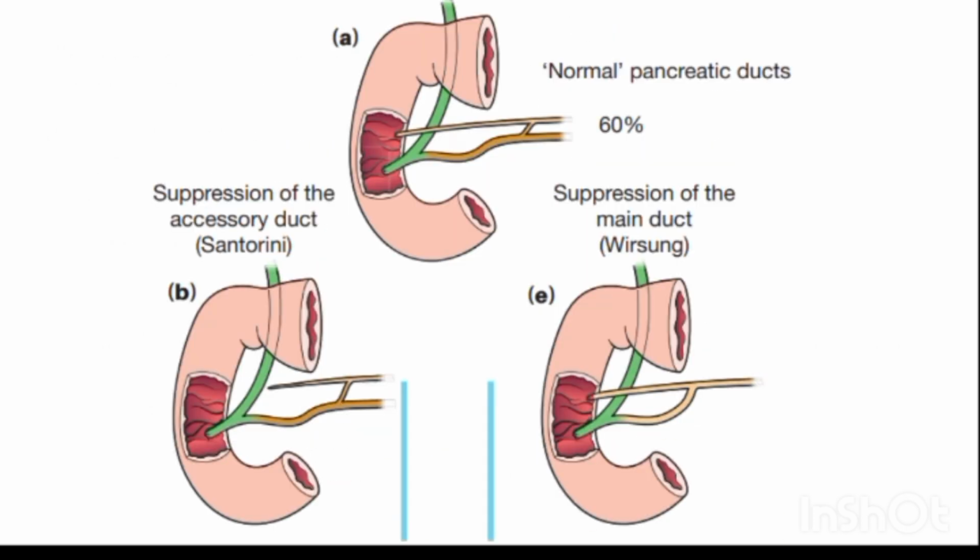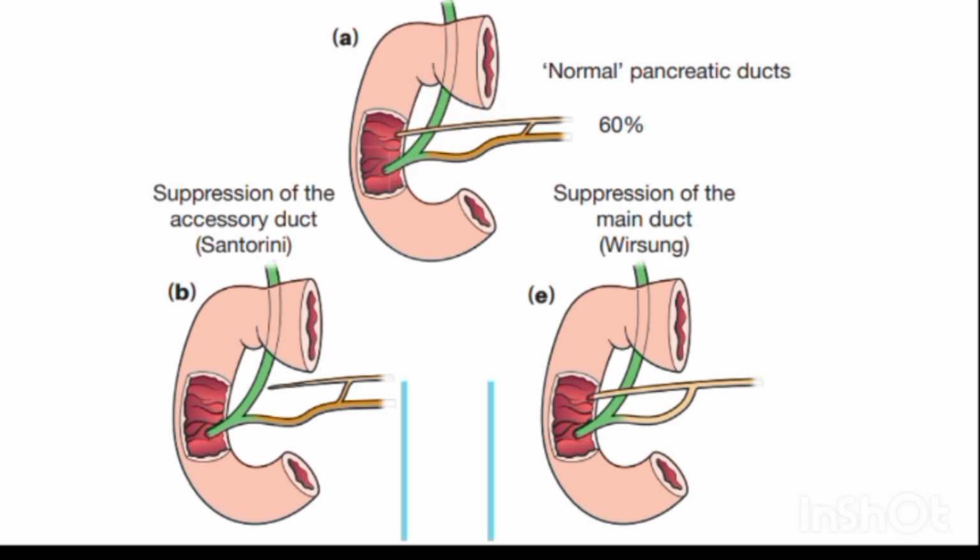This duct of Wirsung supplies the pancreatic enzymes into the duodenum via the major papilla. The ampulla of Vater is a thickening in the duodenum where the duct of Wirsung joins. And another duct, the accessory duct of Santorini. In the normal 60% of the population, this duct is also present and drains into the duodenum via a minor papilla. Here is the major papilla and here the minor papilla.